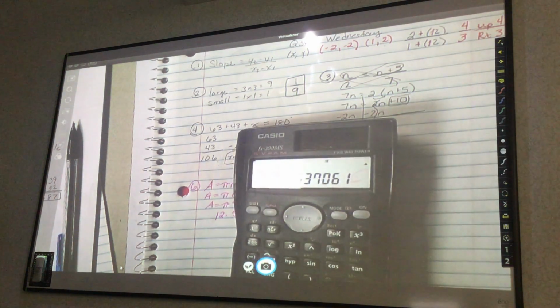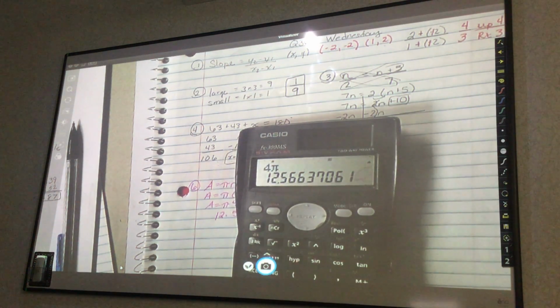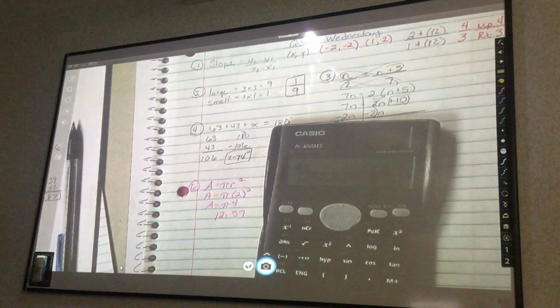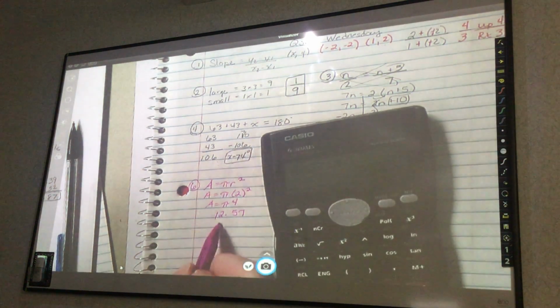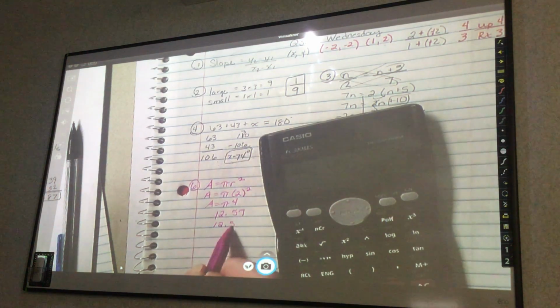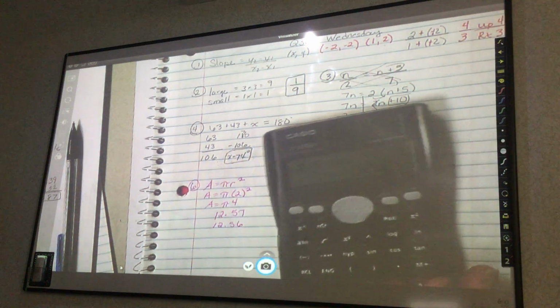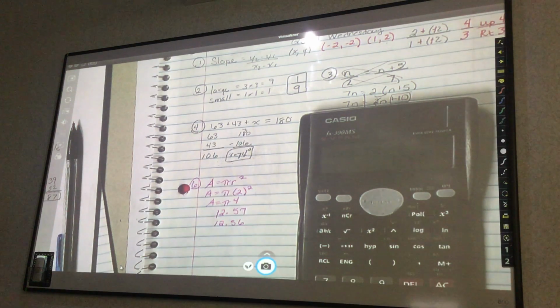You guys see that? 57. If I use 3.14, I get 12.56. So in this instance, we're only off just a hair.